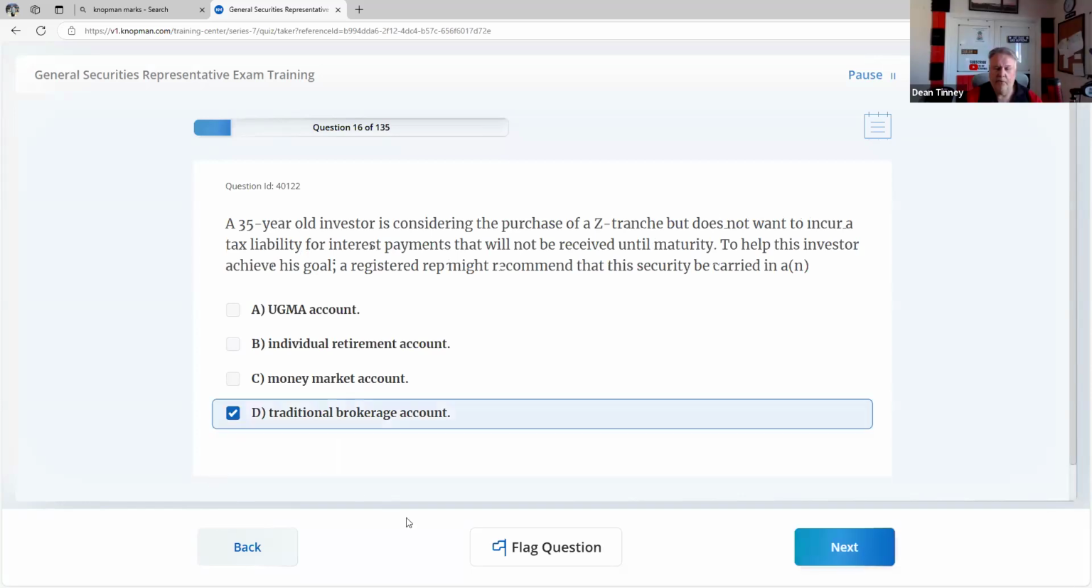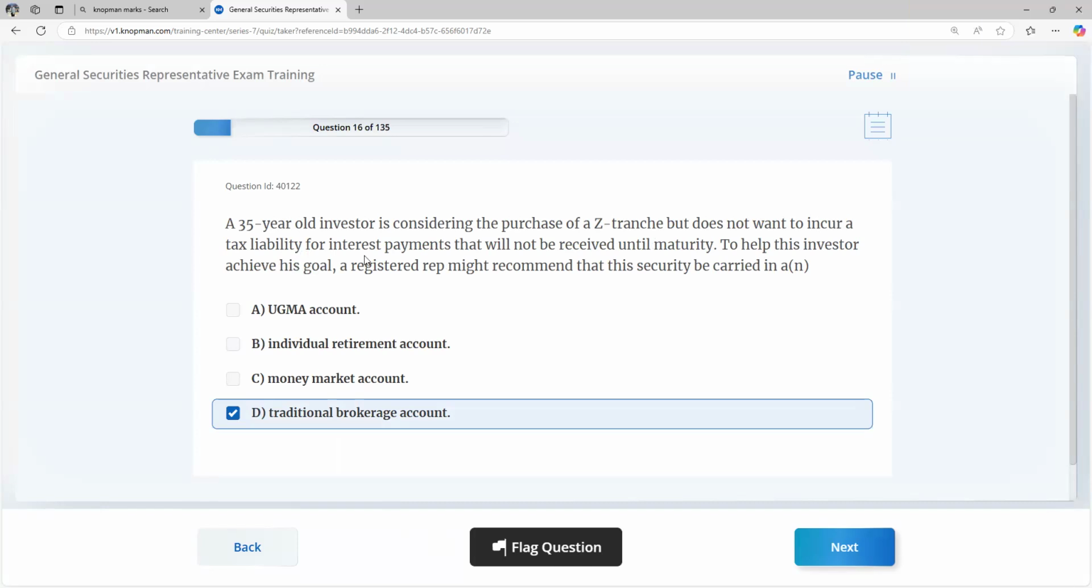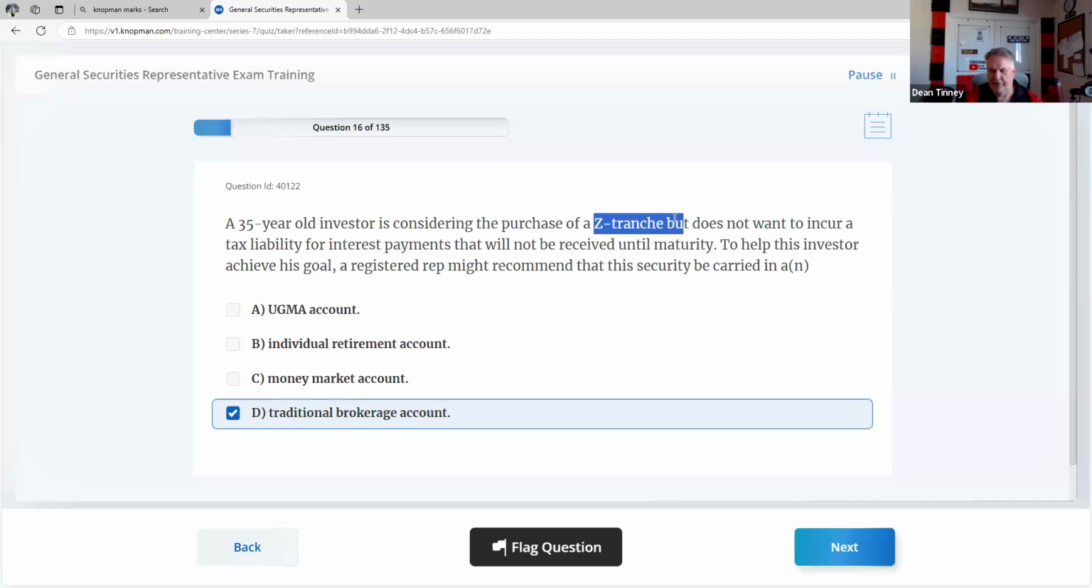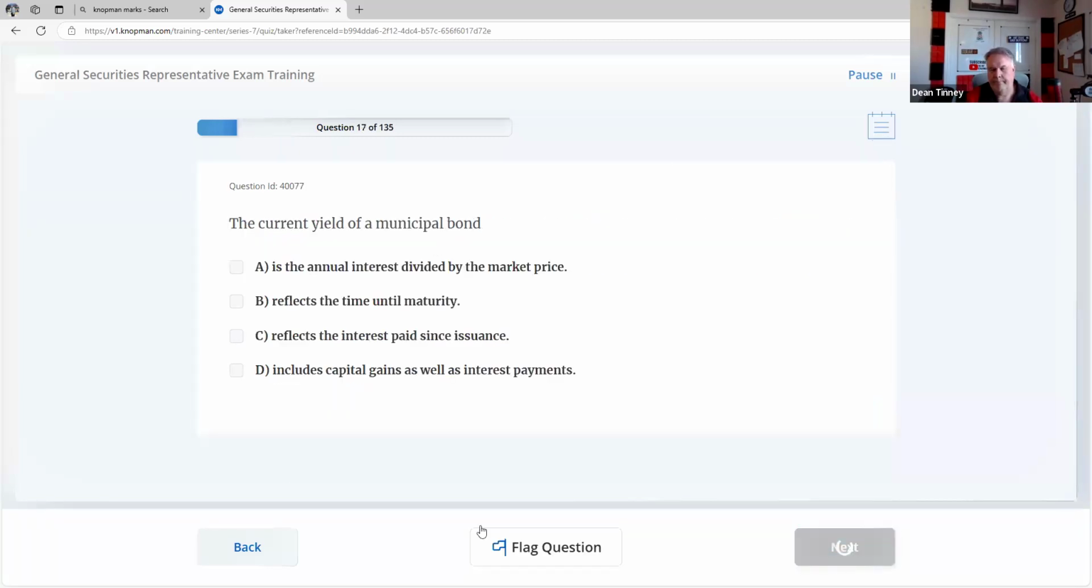Yeah, I don't know what's flagging. I'm going to say I don't like B, but the reason I would have gone with B is it says tax liability. You'd put a Z tranche in a retirement account? I don't know, it could be. I'm with you, I don't think we should put a Z tranche in an IRA, but then it says you don't want to incur a tax liability for interest payments that will not be received. I get the idea that what he doesn't want is to pay tax on phantom income, but we'll see. We'll see what it says.